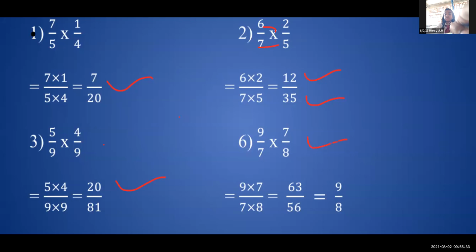Now 9 को किससे मल्टीप्लाई करना है? 7 से, और 7 को किससे मल्टीप्लाई करना है? 9 से. So 9 7s are 63 and 7 8s are 56. Now here I have made the answer, I got the answer that is 9 upon 8. Now how did I get it from 63 upon 56?